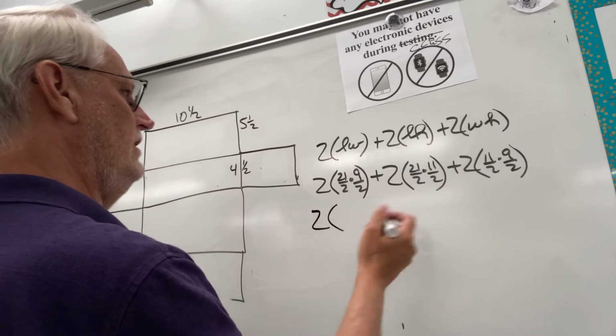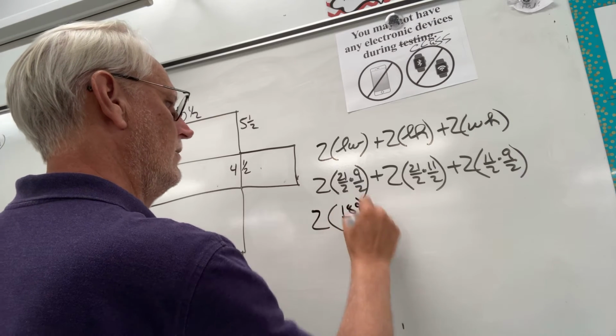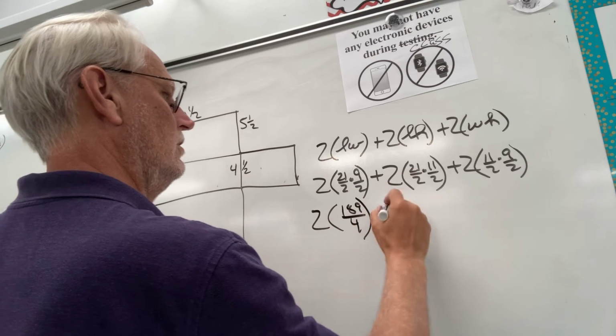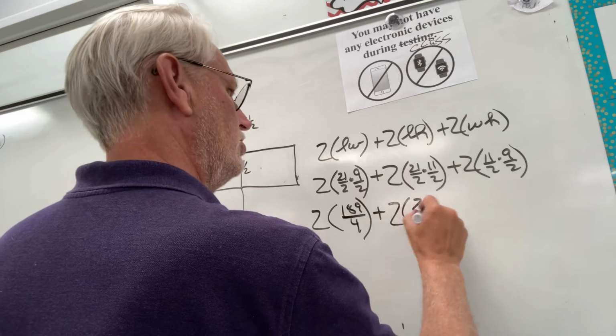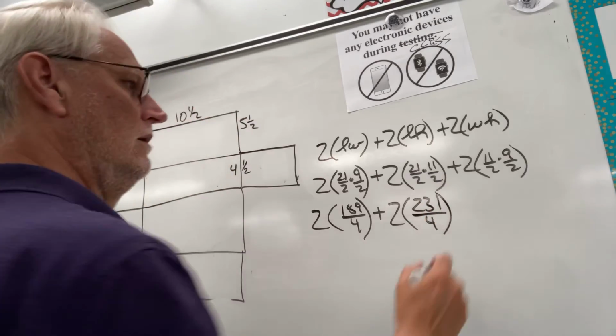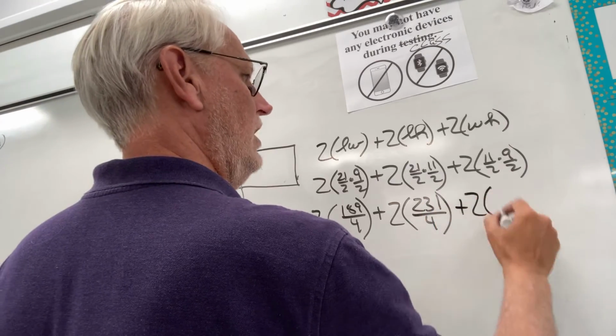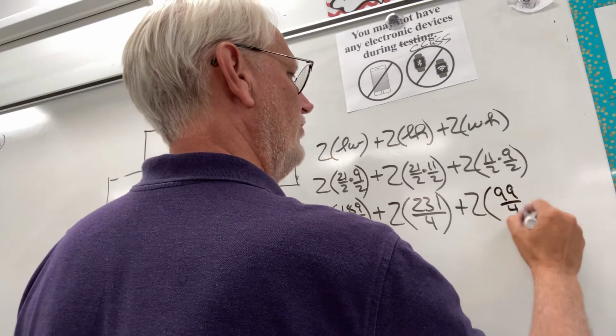So now, 21 times 9 is 189 over 4, plus 2 times 21 times 11 is 231 over 4. And then 2 times 11 times 9 is 99 over 4.